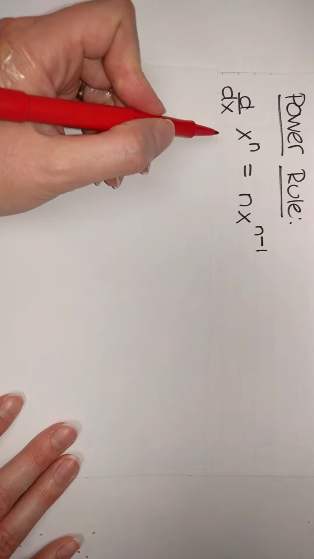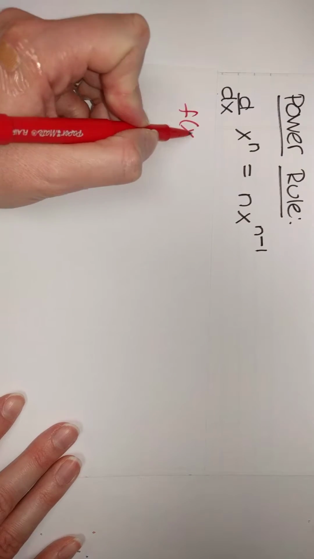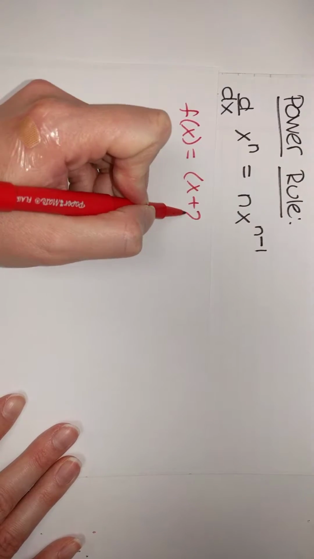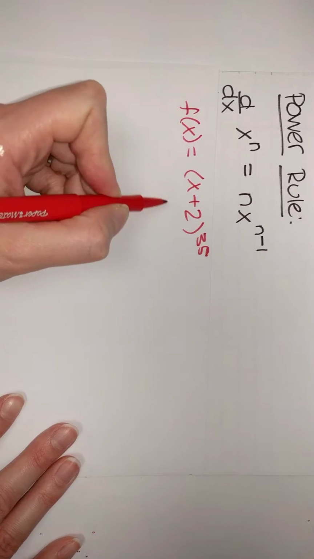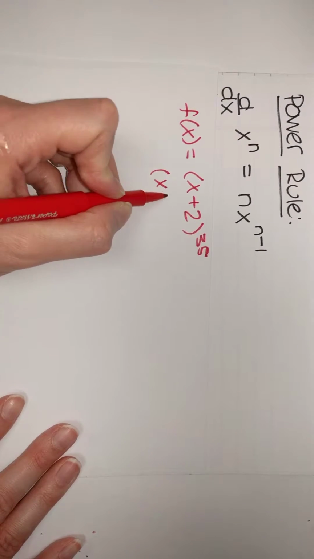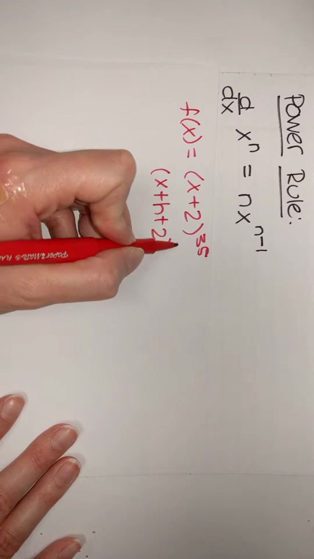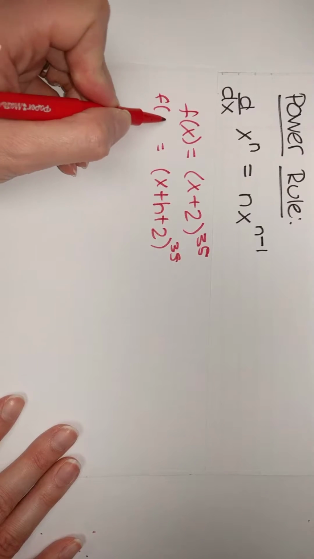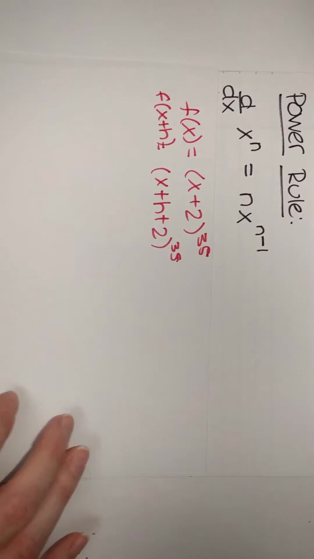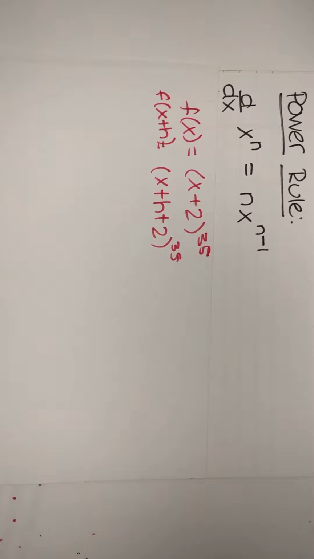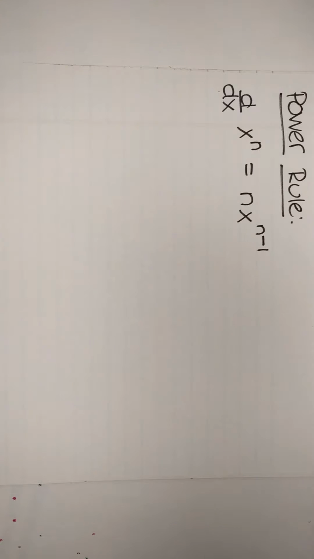If we did not have this rule, for example, if I had f of x is equal to x plus 2 to the 35th power, I would have to FOIL that out. I would also have to figure out what x plus h plus 2 to the 35th power is and plug it into that limit definition. So the power rule really saves us so that we don't have to FOIL everything out and cancel out terms in order to evaluate the limit.